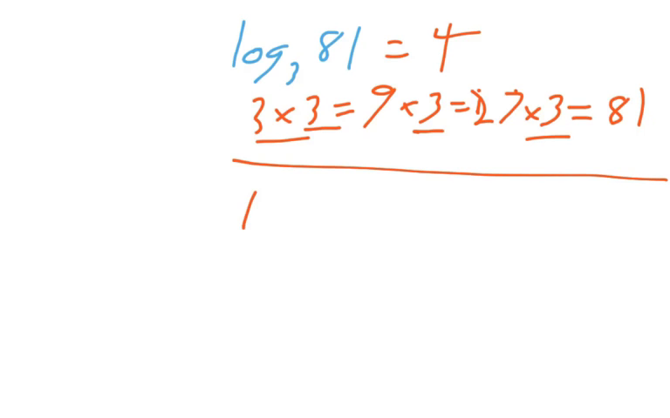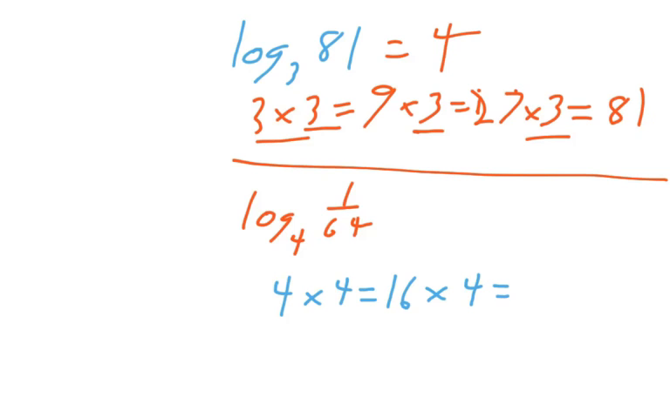What happens if this is log base 4 of 1 over 64? Well, I'm going to still multiply the 4's together. 4 times 4 is 16. Well, that's not enough. Times 4, that turns out to be 64. So it took 3 4's in order to get up to 64. But because this is a fraction, and fractions are reciprocals, that means the exponent has to be negative.